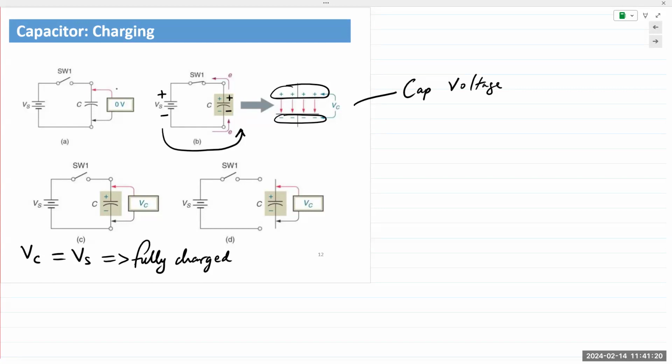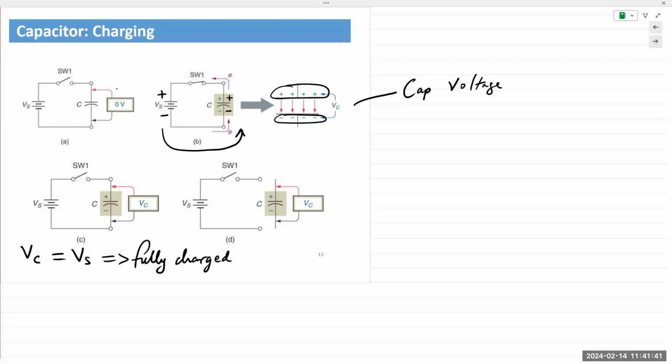At that point, the electrons will stop flowing, current goes to zero, and the capacitor is fully charged. It has reached steady state. If the voltage Vs changes, then current will start flowing again until it reaches steady state again.